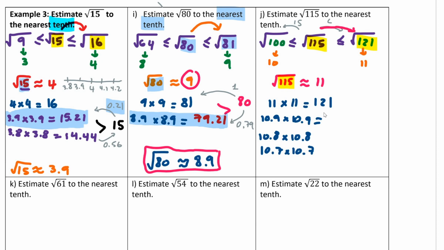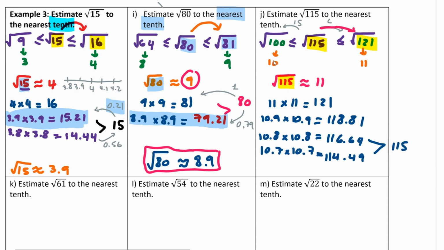10.9 times 10.9 will give you 118.81. 10.8 times 10.8 is 116.64, so it's getting closer. 10.7 times 10.7 would be 114.49. So 115 stays in between these two numbers.